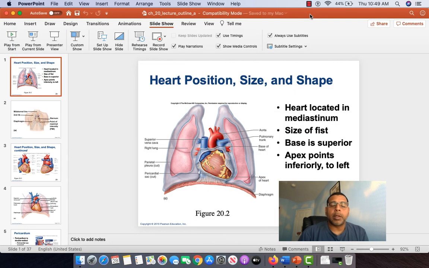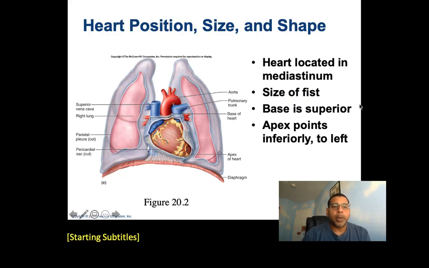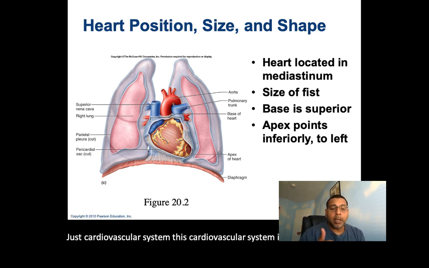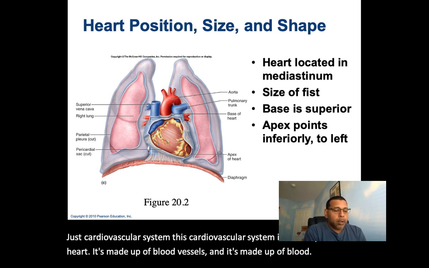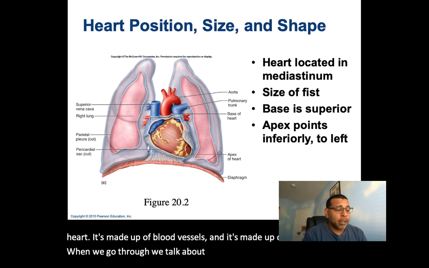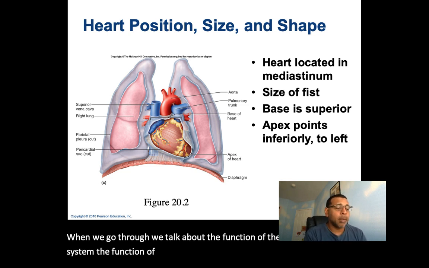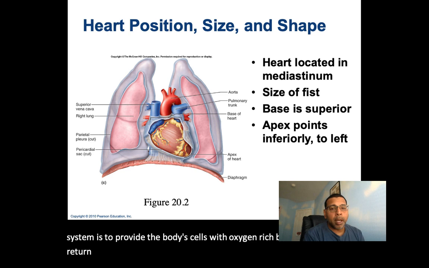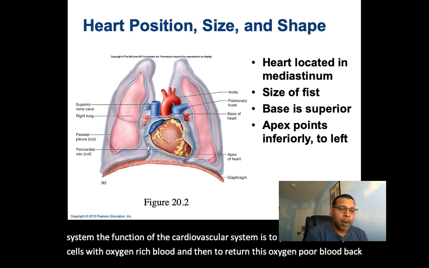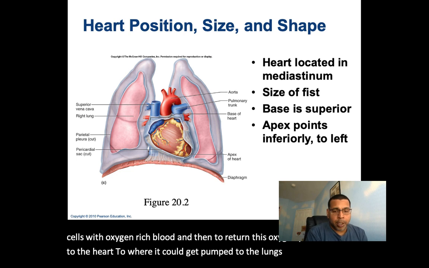Let's talk today about the cardiovascular system. We'll start by talking about one component of the cardiovascular system, which will be the heart. The cardiovascular system is made up of the heart, blood vessels, and blood. The function of the cardiovascular system is to provide the body's cells with oxygen-rich blood and then to return this oxygen-poor blood back to the heart, where it can get pumped to the lungs and reoxygenated.